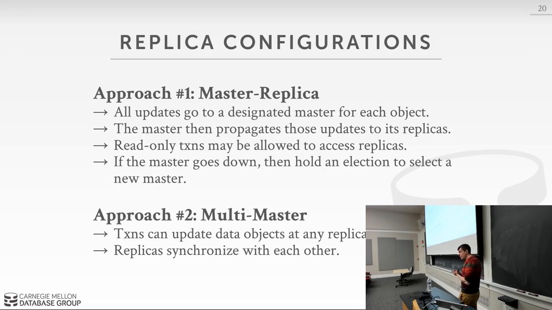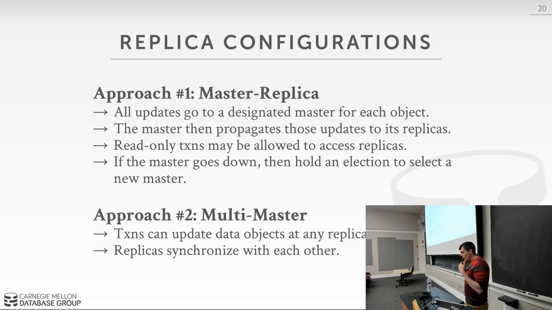All right, so the first design choice we have to make is how we are going to configure our system with replicas. The two approaches are master replica or multi-master. Master replica is sometimes called leader follower. Traditionally, it was called master slave, but people don't refer to it that way anymore. The idea here is that all the updates for an object are going to go to a single master node. And then that master node is responsible for propagating those changes to its replicas. So it has to know where its replicas are.